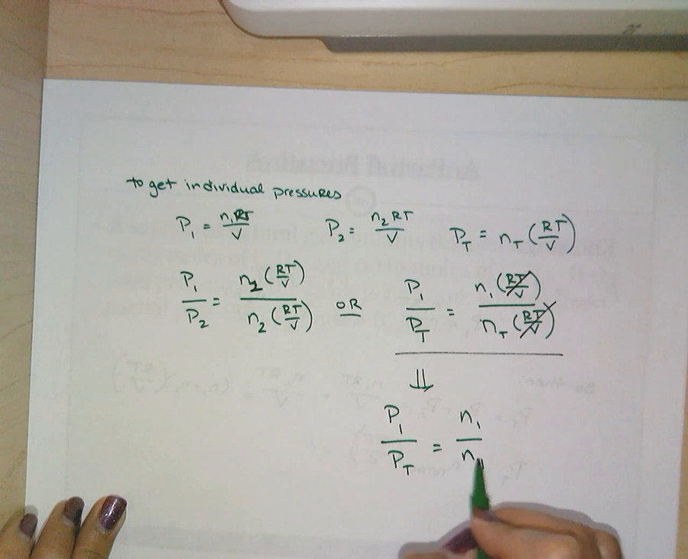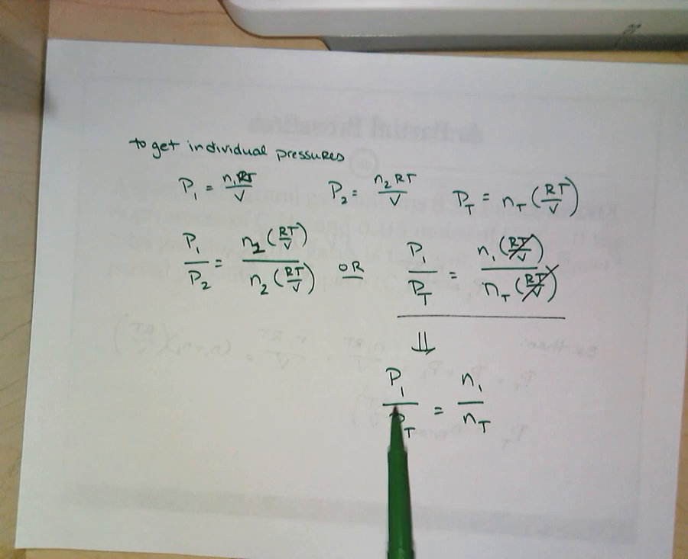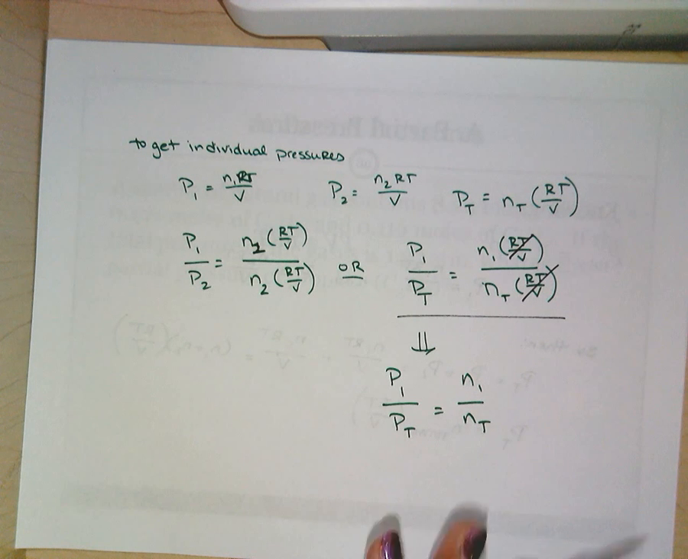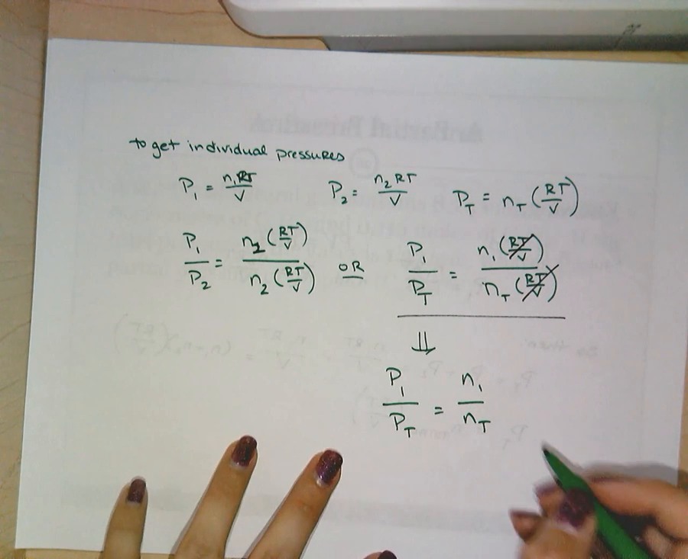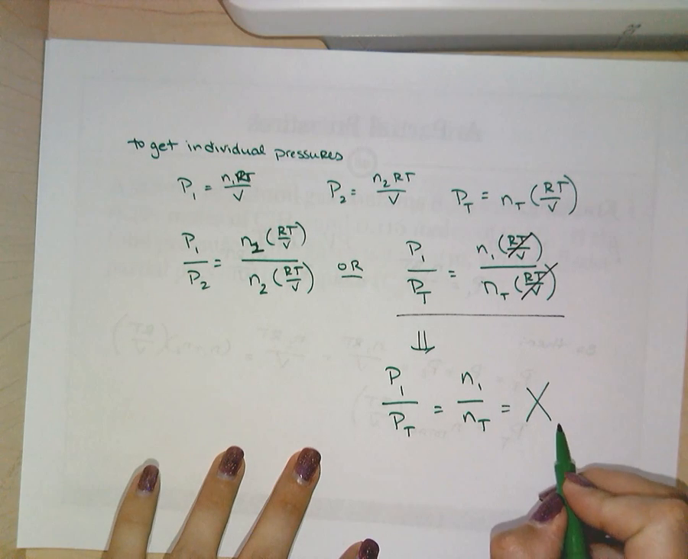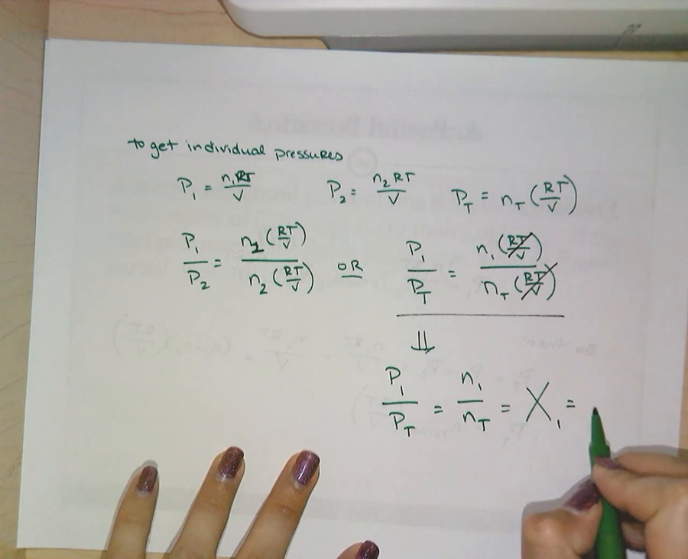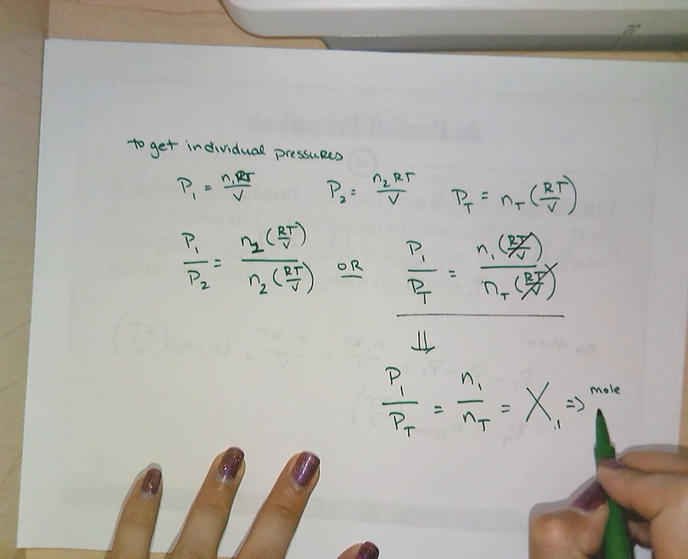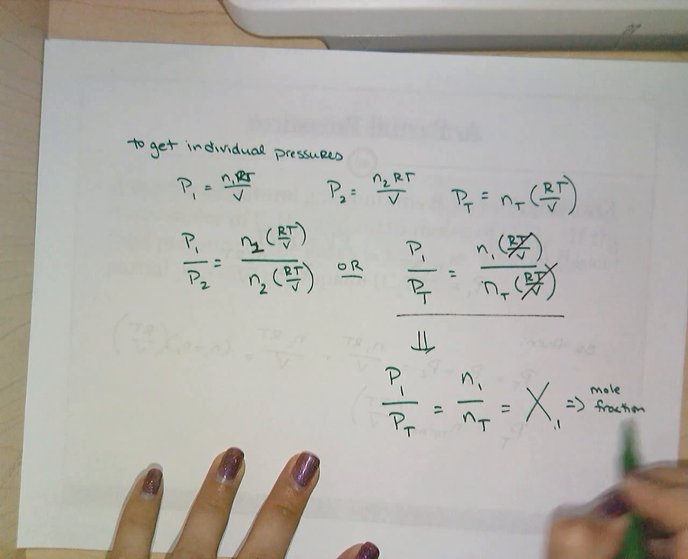So now I have the pressure of one over the pressure of the total is the number of moles of one part of it divided by the total moles. Thinking back 5 minutes ago, what did I say that new ratio is called? It is the mole fraction. And for whatever reason, the mole fraction is given the big symbol X. And little 1, because in this case, this is the mole fraction of component number 1.